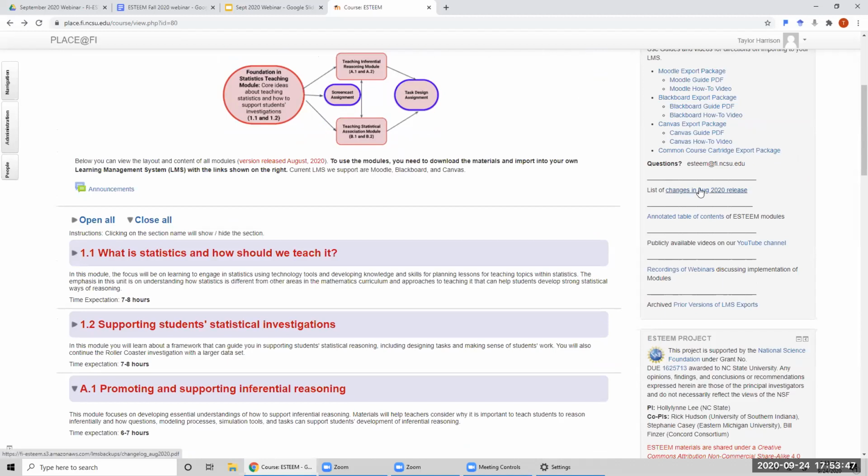We have a changelog here. So I know at least one of you said you had already downloaded the materials and tried to put them into your course. If you've done that before our latest release, which at this point was last month, this changelog has just the most recent changes to the materials to let you decide if you want to re-download them again.